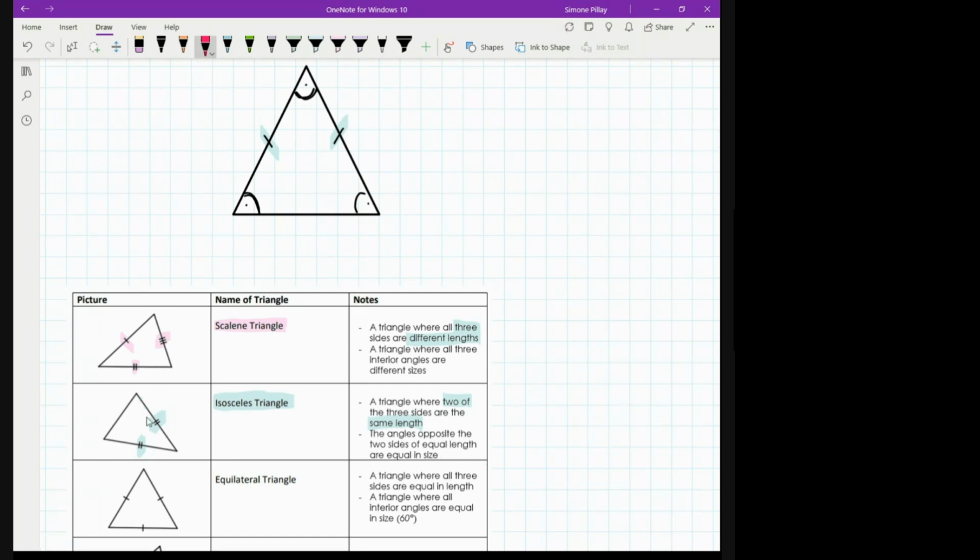A lot of words. What does it mean? The angles opposite the equal sides. So this angle is opposite that equal side, and this angle is opposite this equal side. So these two angles that I've now marked in pink, those angles are equal.